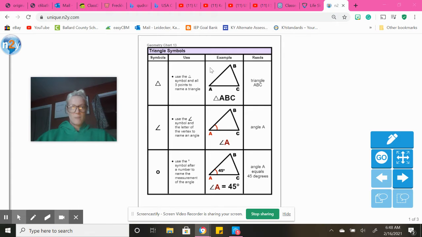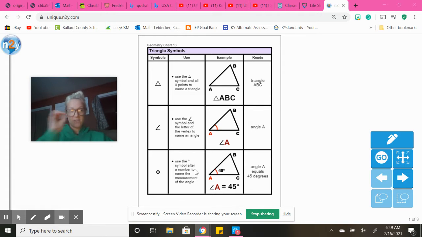So here are the different triangle symbols. We use the triangle symbol and all 3 points that name it. So we would say this would be triangle A, B, C. Then this right here is the angle. So we use the angle symbol and the letter of the vertex. So we have the angle and we have the vertex, which makes the V for vertex. And that explains the name of the angle. So that's just saying the name of it.